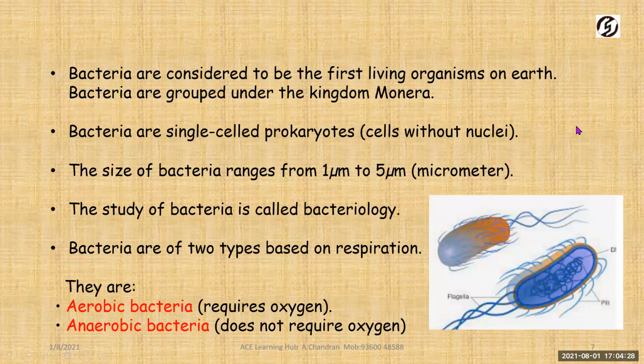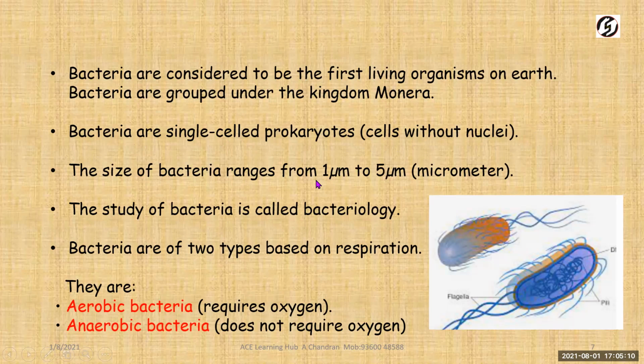Next thing is the bacteria. Bacteria are considered to be the first living organisms on Earth. Bacteria are grouped under the kingdom Monera. Bacteria are single-celled prokaryotes. That means there's a single cell, but there is no nucleus inside the cell. Normally a cell will have a nucleus at the center, with other things surrounding it. In this case, bacteria has a cell but no nucleus.